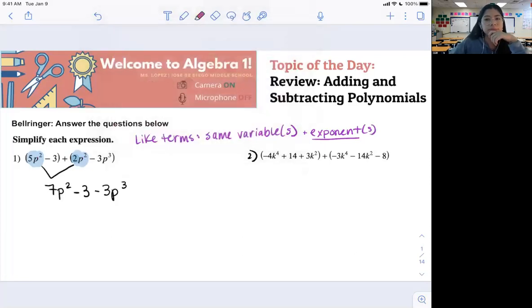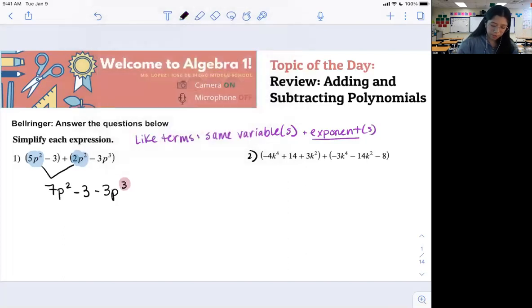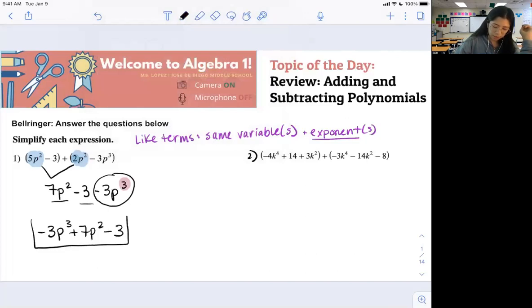What am I doing when I put it into standard form? Highest exponent to lowest exponent. So this cubed goes first, then the 2, and then that 3 at the end will go last. So I'm just rearranging it, and let's be very careful because this whole thing is -3p cubed. So I have to have -3p cubed, then the 7p squared, and then -3 goes at the end. After you finish combining like terms, you always want to rearrange it so that it's in standard form.